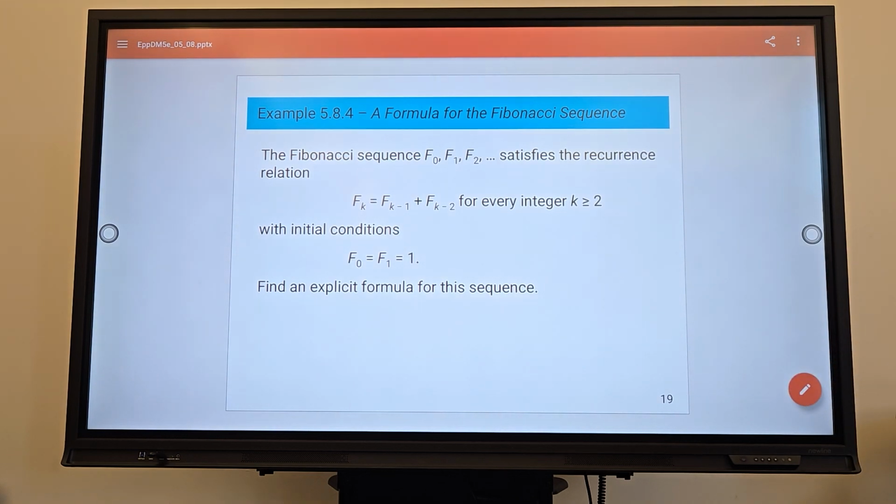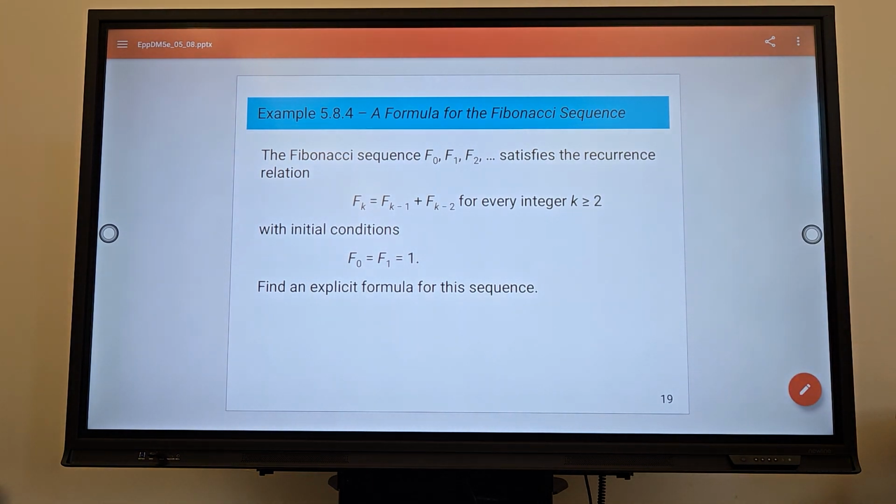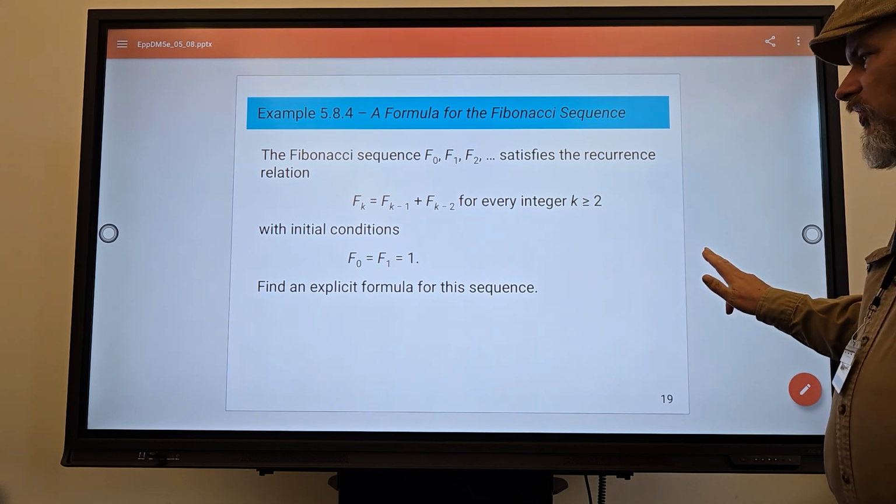The Fibonacci sequence, covered last time, I believe. The sequence satisfies the recurrence relation f sub k equals f sub k minus 1 plus f sub k minus 2, with the initial conditions f sub 0 and f sub 1 equal 1. Find an explicit formula for the sequence.